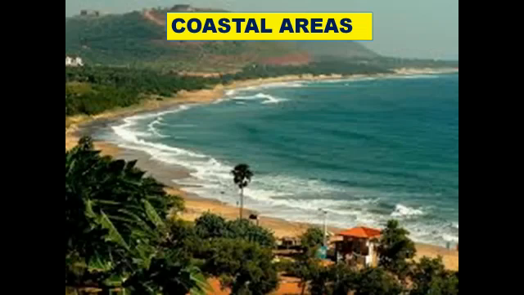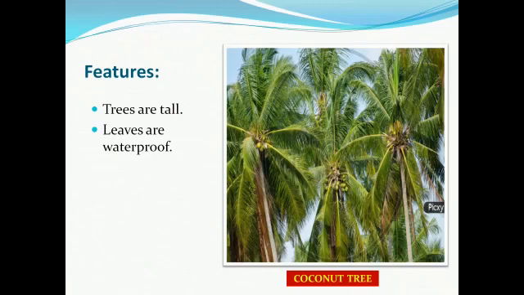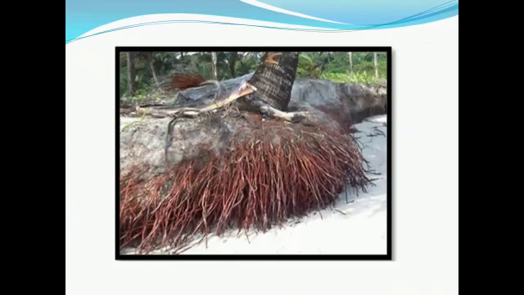The fourth type of terrestrial plants, plants in coastal areas. Areas near the coast have a wet and windy climate. The soil is sandy and the water is salty. Example, coconut tree. The trees are tall with hard, round trunks. The leaves are waterproof and the entire leaf is cut into strips. The roots are long and spread wide.